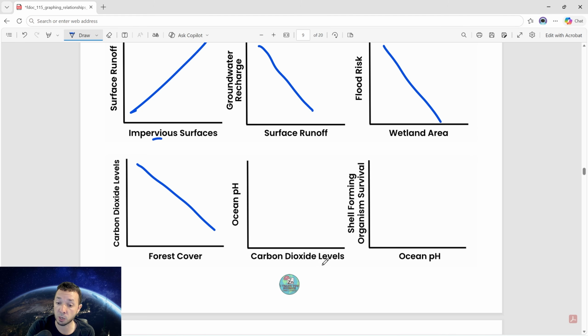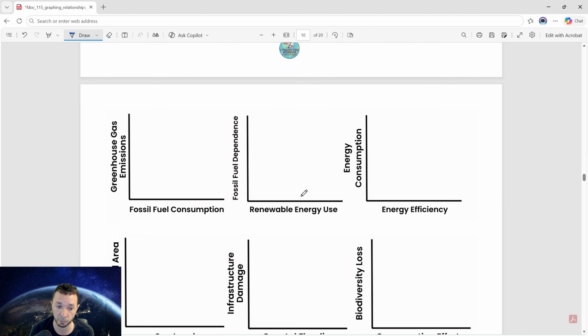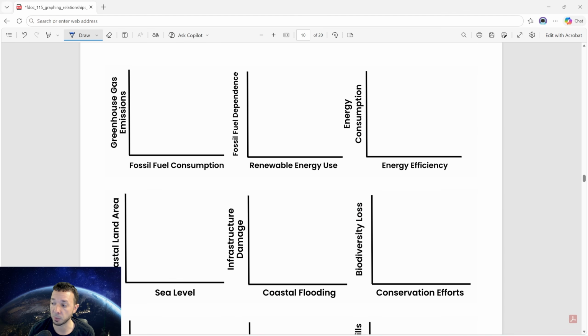If there's more CO2, what happens to ocean pH? It'll become more acidic, so this should drop. If there's more ocean pH, what happens to the shell-forming organism survival rate? It should go up, because if pH goes up, that would be better for the shell-forming organisms, right? Instead of them dropping. Okay, next page.